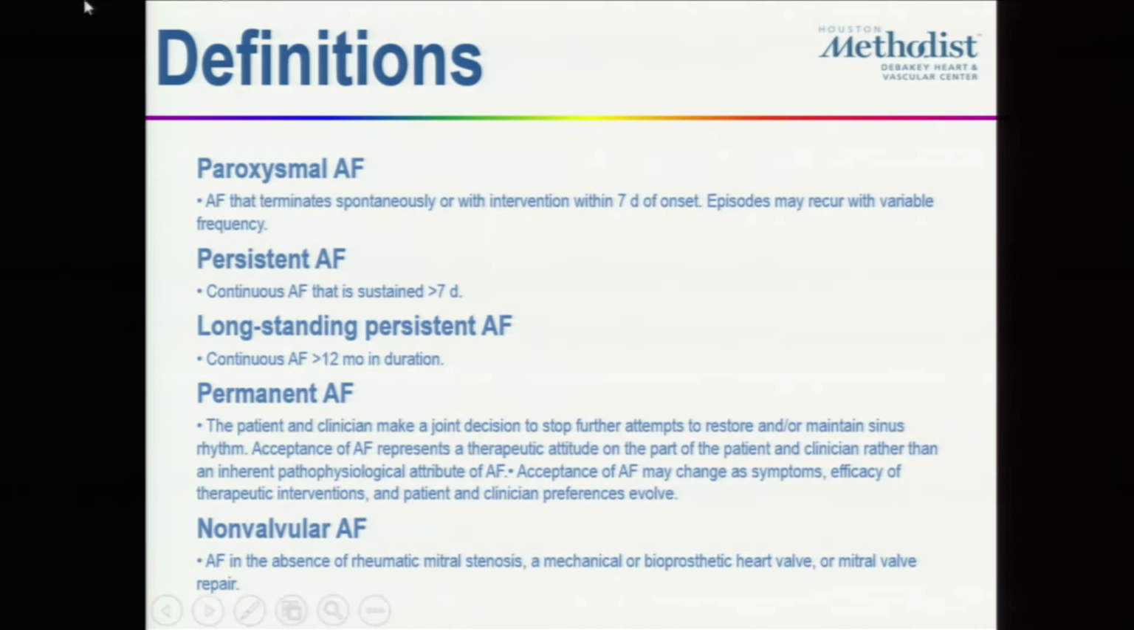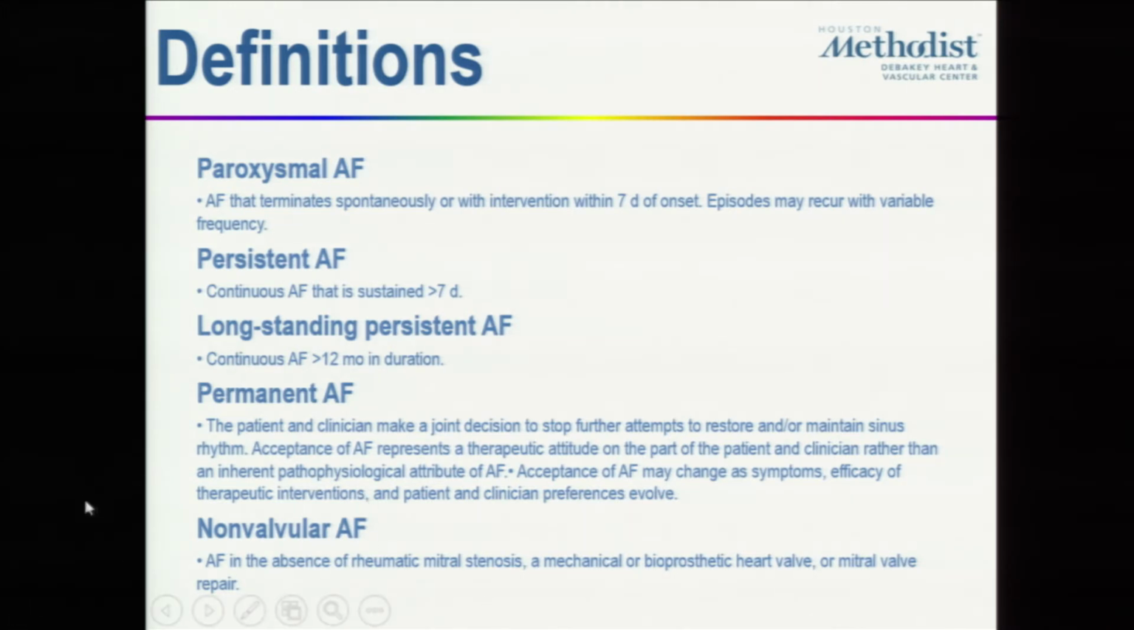Now, you will also hear the definition of permanent AFib. Permanent AFib refers more to a decision that the patient and the doctor make than to the AFib itself. Permanent AFib is one in which the patient and the doctor have decided that they're not going to try to fight it. They're not going to try to reverse it, to cardiovert, or to get out of the AFib. We just assume that the patient is going to be in AFib for the rest of their life. We call it permanent AFib. And that, again, has nothing to do with the AFib itself; it is a decision that the physician makes with the patient.